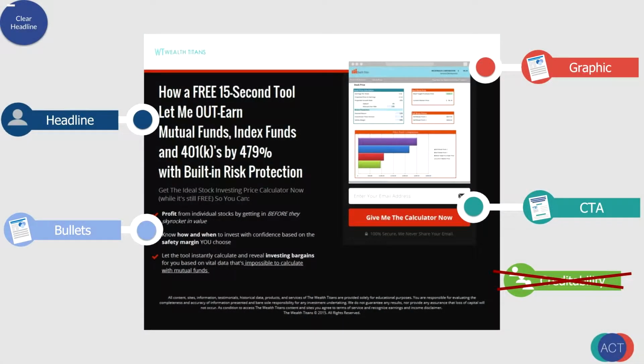Now, this next one is pulled out of my personal archive, from when I used to be a financial advisor, and our headline reads, "How a free 15-second tool let me out-earn mutual funds, index funds, and 401ks by 479% with built-in risk." And this is actually the exact same formula that Neil Patel is using.